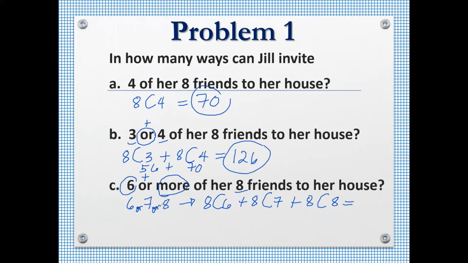Next, letter C, 8C6 will give you 28. Plus 8C7 is, isn't it 8? 8, right? So the same, 8 and 8, so it's 1. And adding all this will give us 37. So I think you got it correctly. So these are the answers: 70, 126, and 37. So I hope you got it.